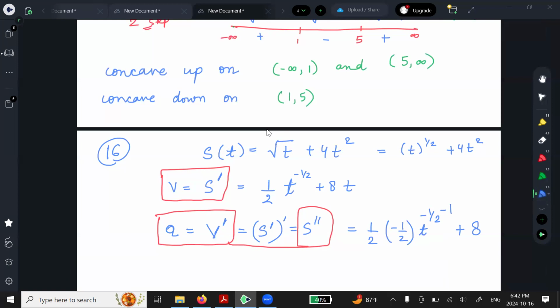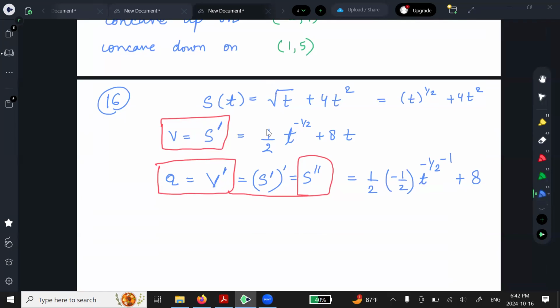No, not here. It's just asking you to find the particle's acceleration as a function of time t. And that's it. So the particle's acceleration as a function of time t is going to be this guy. If they asked you to find the acceleration at 10 seconds, then you plug in 10. Okay, good. You know it. Good job.